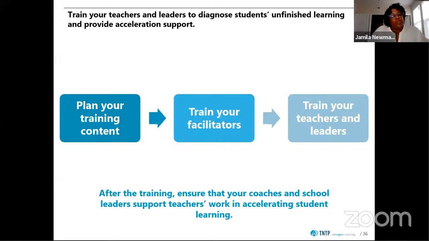But after you've planned through your training content, you'll want to train your facilitators and verify that they're really ready to execute this training well. And then you'll want to actually execute the training and ensure that your coaches and school leaders have the skills that they need to follow up with the training. So as you're training, have some type of experience where people are able to apply that knowledge in real time, practice it and rehearse it, to give you a sense of their real readiness to apply the skills in real time with students.